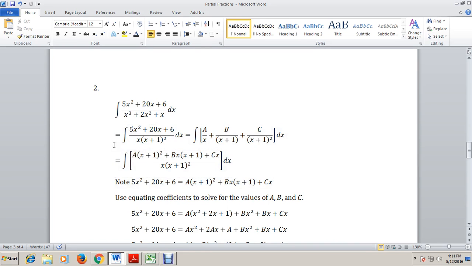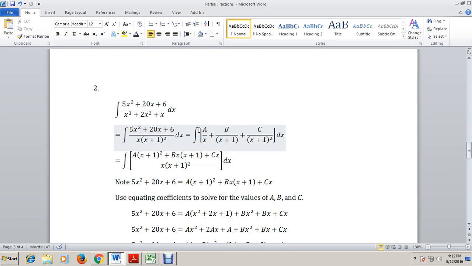Now the next step is just like what we have done in example number 1, that we're going to add the corresponding partial fractions, so that we will be obtaining the original denominator. So doing that, we will have this resulting expression for our numerator. So we have, of course, between x plus 1 and x plus 1 squared, the least common denominator among them should be x, which times x plus 1 squared, which is our original denominator.